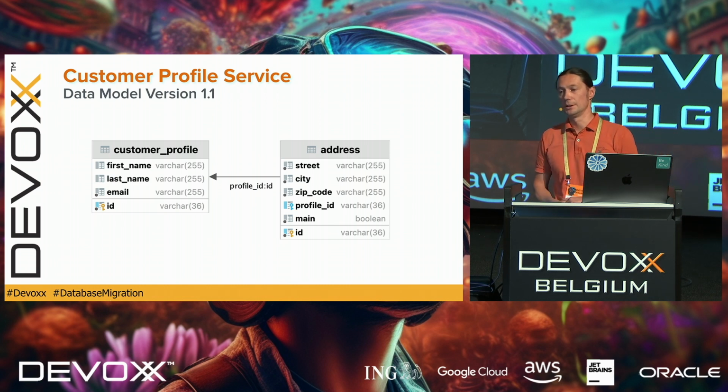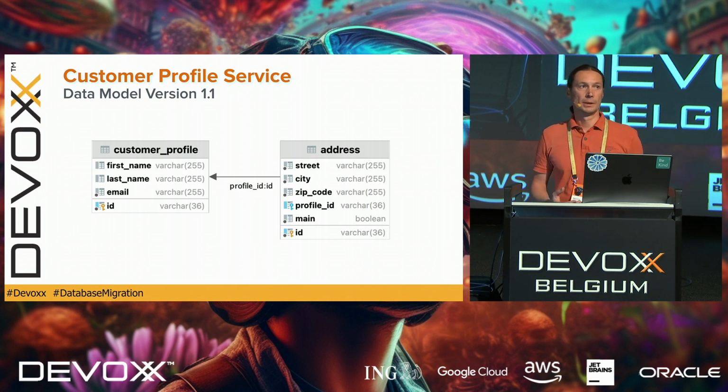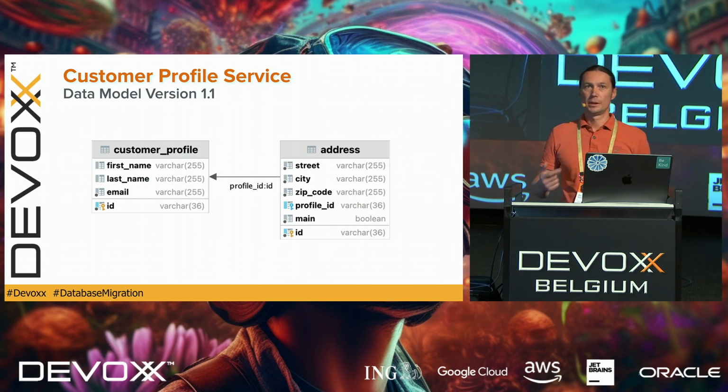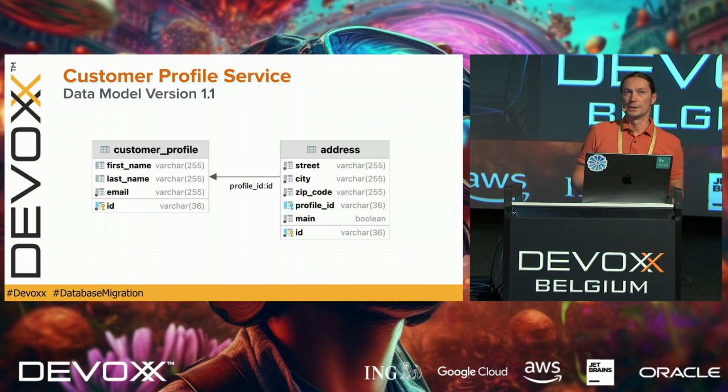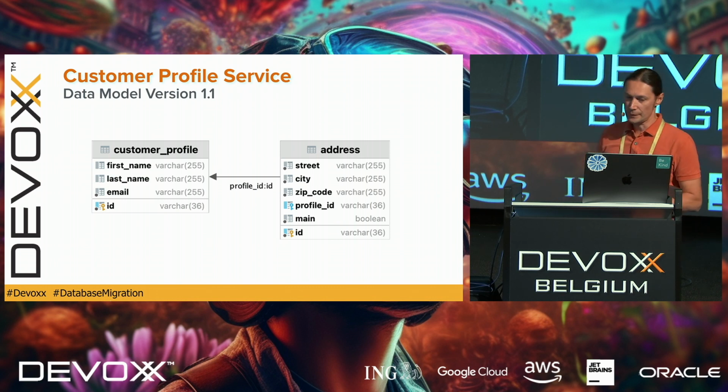So we decided to release version 1.1, where we change the data model to support multiple addresses per customer, which means the address table now references the customer profile table, and we also added a new column saying whether this particular address is the default address for the given customer, the Boolean column main, right?